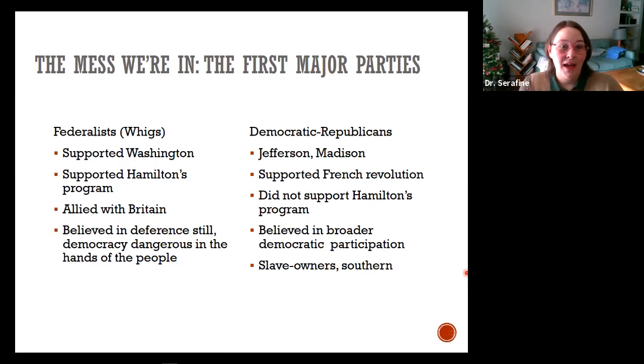Democratic Republicans like Jefferson and Madison, on the other hand, supported the French Revolution, did not want to create a close alliance with Great Britain, the country they just fought, and did not support Hamilton's program. It did not prioritize Southern economic needs, and they believed in broader democratic participation. However, that idea of broader democratic participation did not include, or there was an obvious caveat that it didn't include, enslaved people. Most of the Democratic Republican leadership were Southern slave owners, but it's not a North-South divide just quite yet.